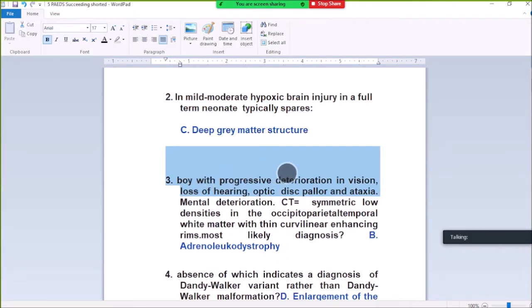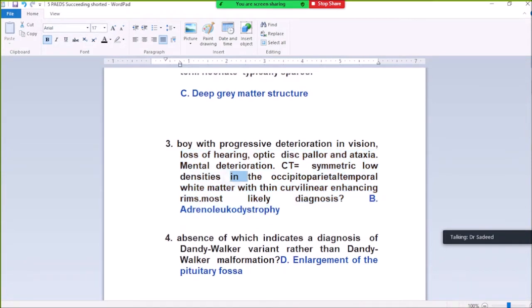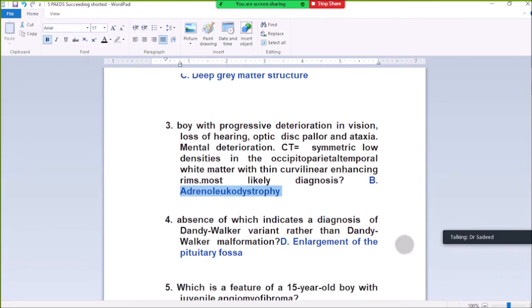Question number 3. Boy with progressive deterioration of vision, loss of hearing, optic disc pattern, ataxia, and mental deterioration. Symmetric low density in the occipital temporal white matter, with thin curvilinear enhancing rims, most likely diagnosed adrenoleukodystrophy. Low density in the occipital parietal region with thin curvilinear enhancing rims, so diagnosed adrenoleukodystrophy.